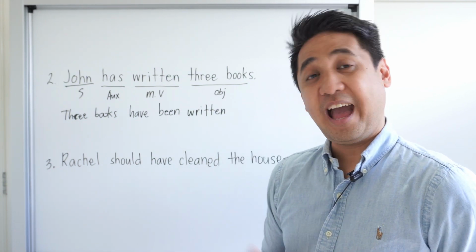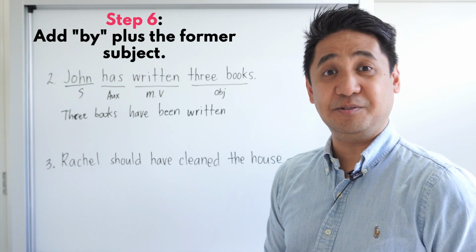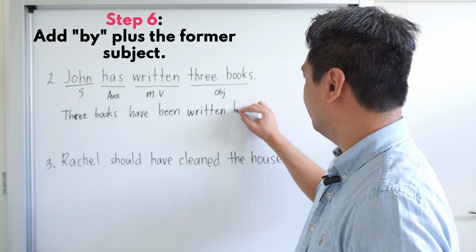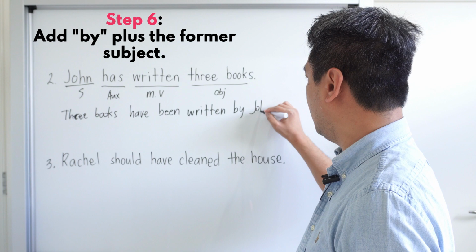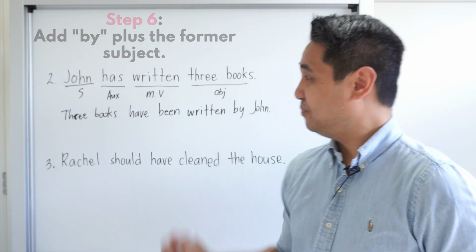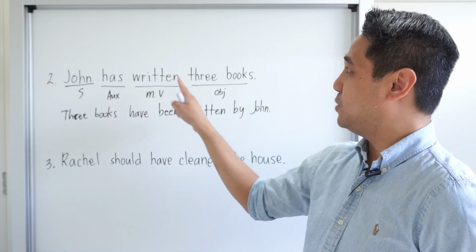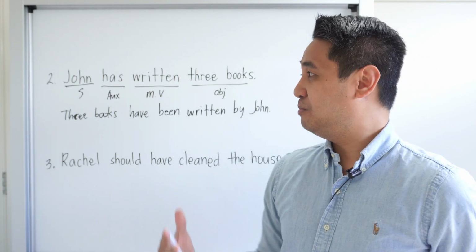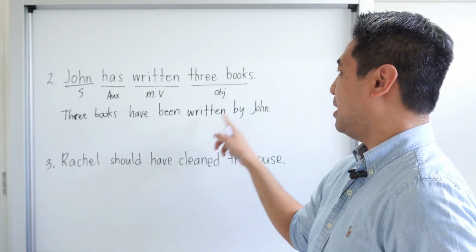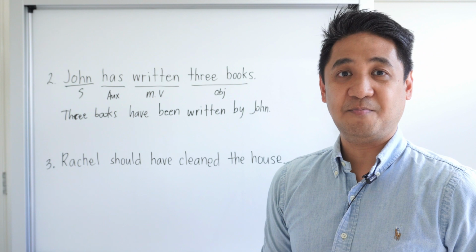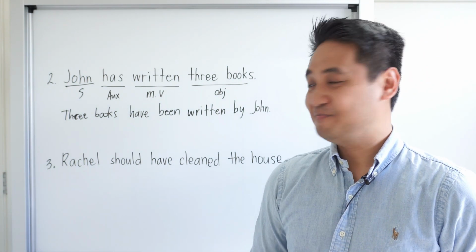And last step. Add by plus the former subject. John. By John. As you can see, the active sentence, John has written 3 books, is now transformed into 3 books have been written by John, a passive sentence. Let's try one more example.